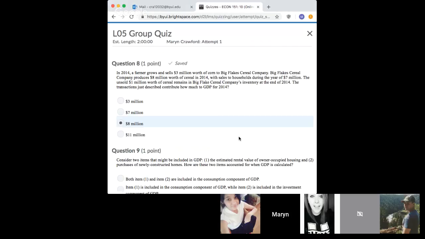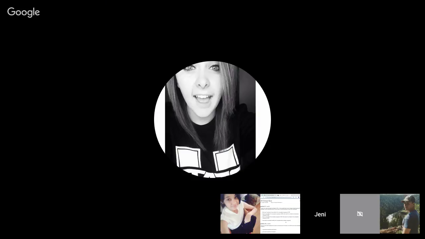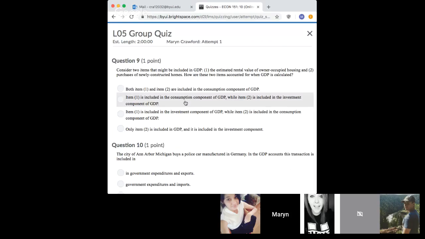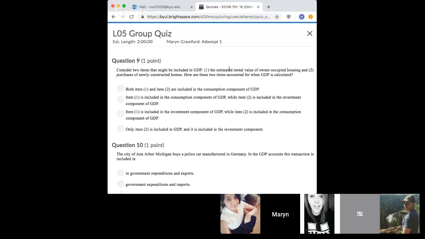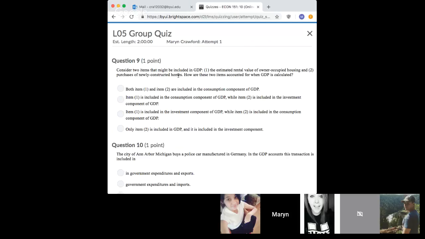9, I wrote A. I had B. I got B. Me too. I remember something in the book saying that for the second option, purchases of newly constructed homes, those were not in the investment, even though you would think that they were. They were in the consumption, and they are counted as rentals, even though they're purchased. Do you remember reading that?